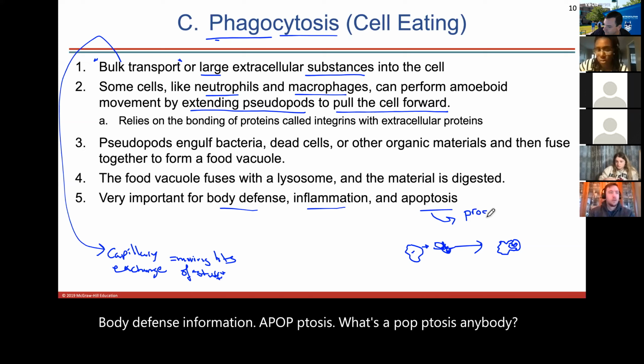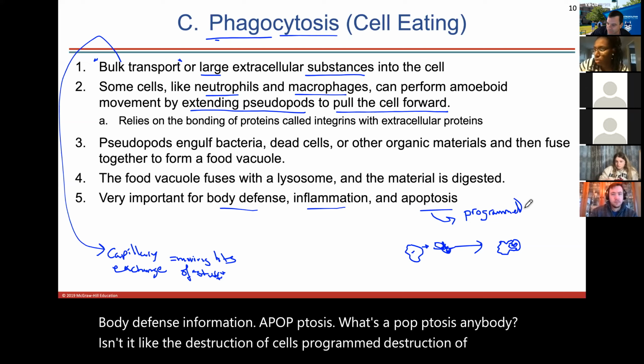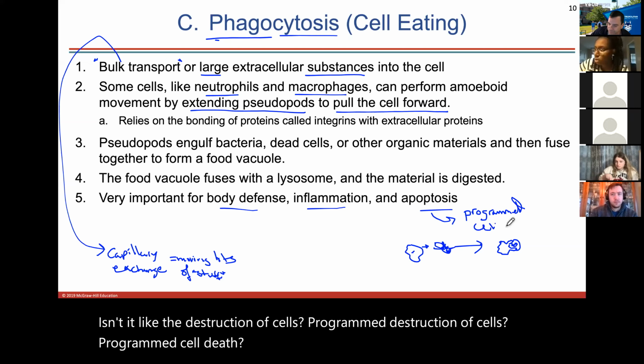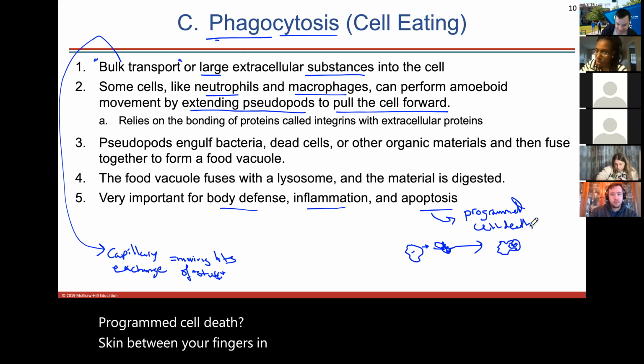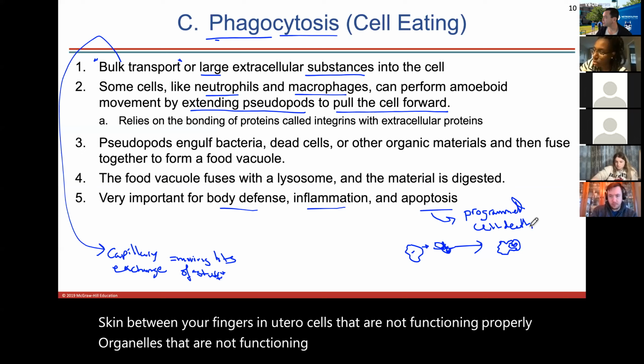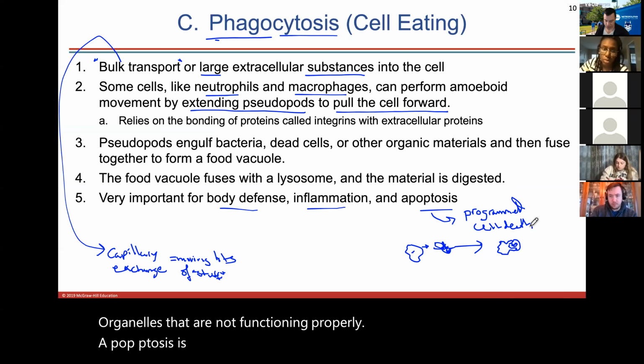Isn't it like the destruction of cells? Programmed destruction of cells. Programmed cell death. Skin between your fingers in utero. Cells that are not functioning properly. Organelles that are not functioning properly. Apoptosis is that term that we use, okay, for programmed cell death.